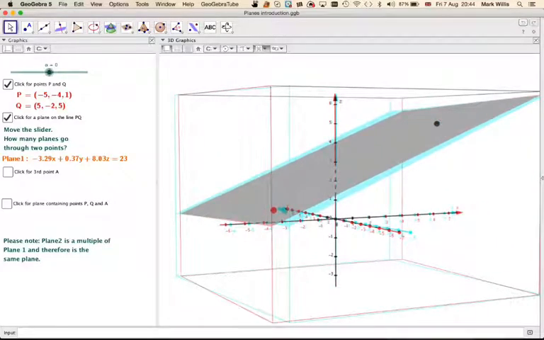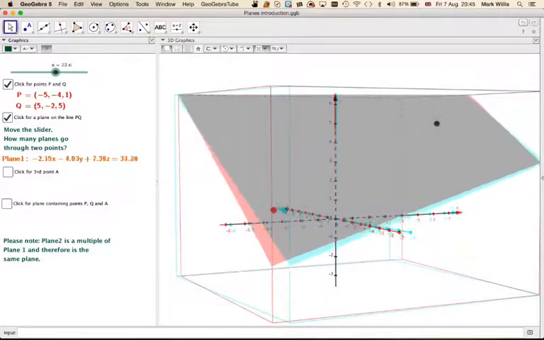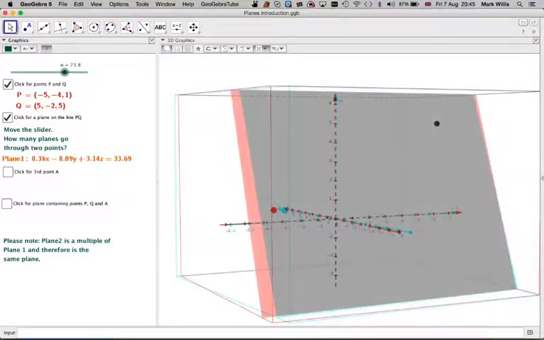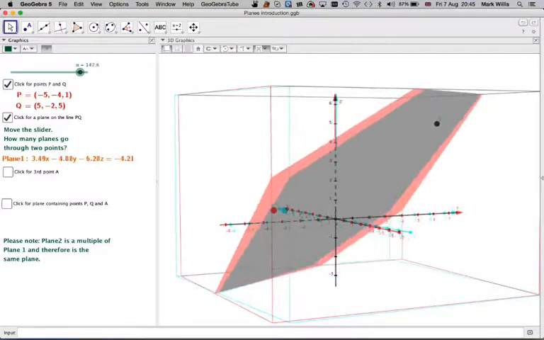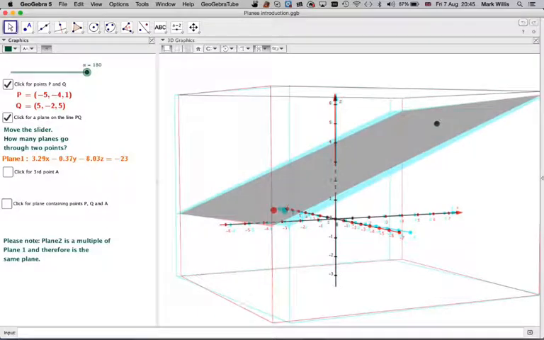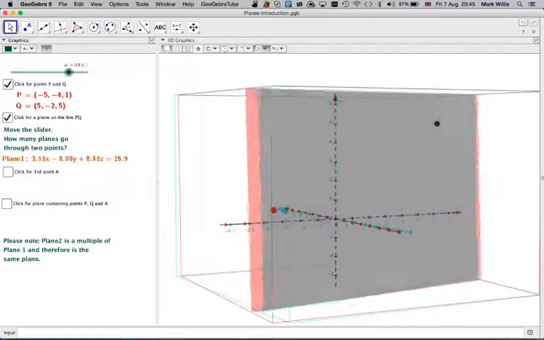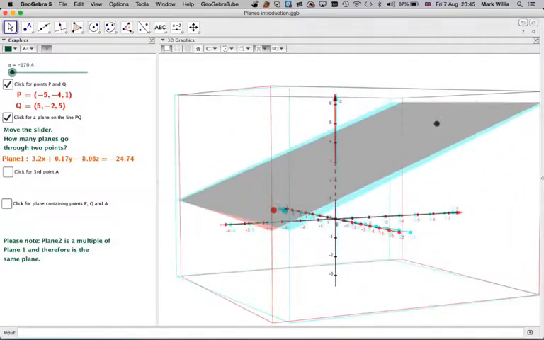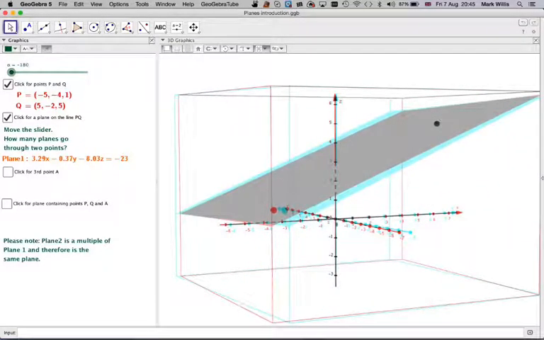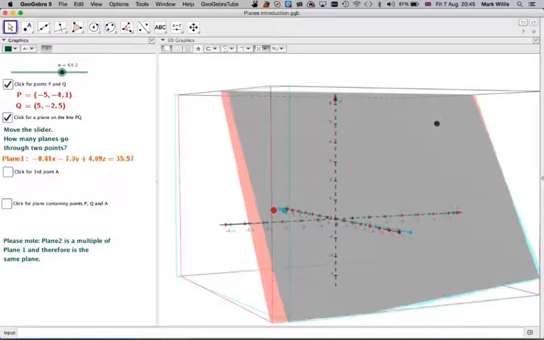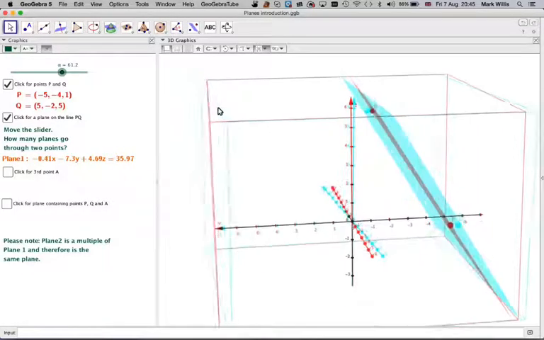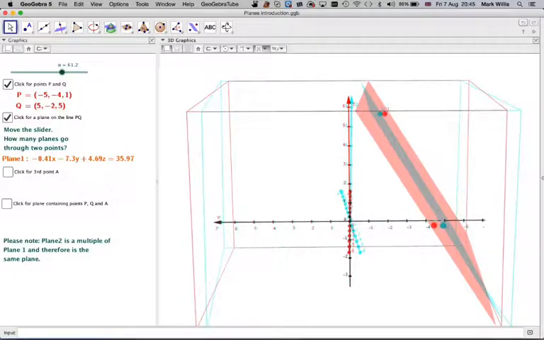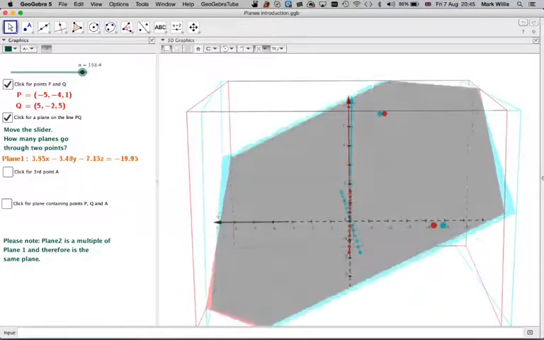Well, if we move the slider, we get different number of planes. So look, that's rotating it right through 180 degrees, and this is rotating it back round the other way, minus 180 degrees. So the answer to the problem is, of course, we can have an infinite number of planes. I'll just do it again from here. You can see the rotation now.